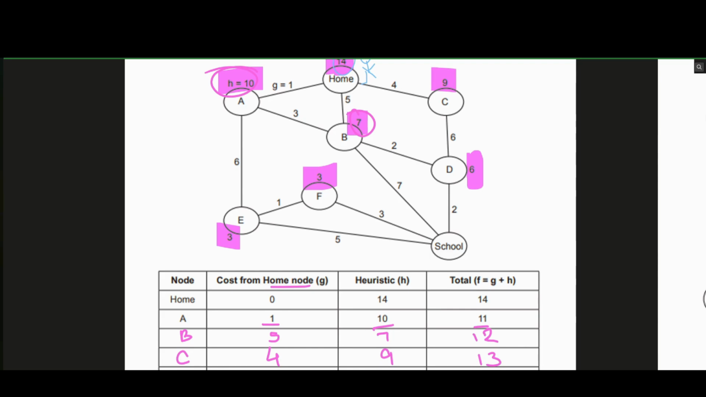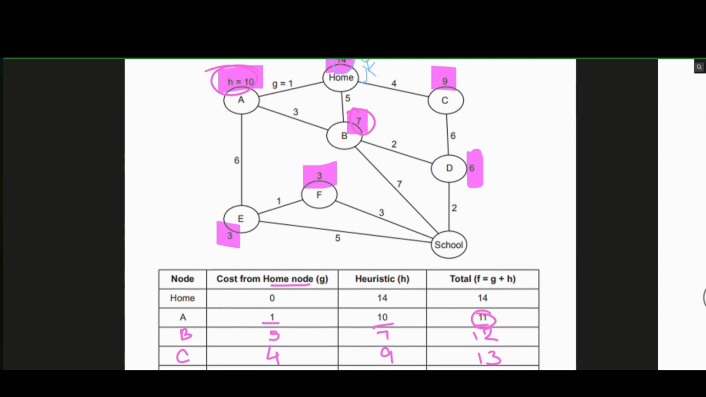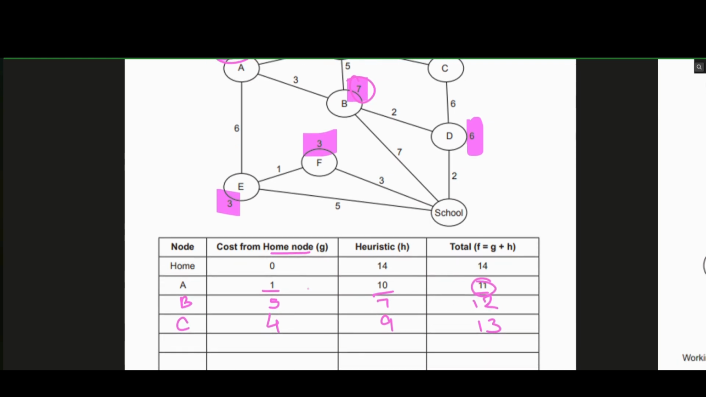Now which one is the shortest in your opinion? Which is the shortest total? The shortest total would be 11, right? So I have decided that I need to go from here. Now A is connected to E, A is connected to B. It is also connected to home, but home we have already understood. So I'm going to do A to B.